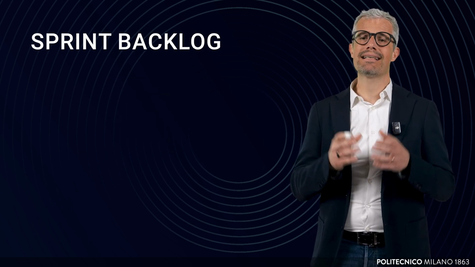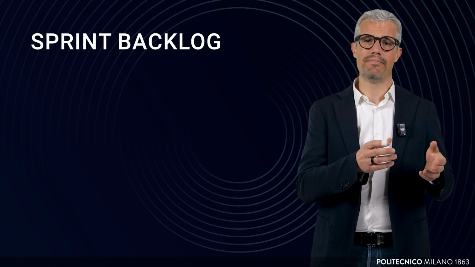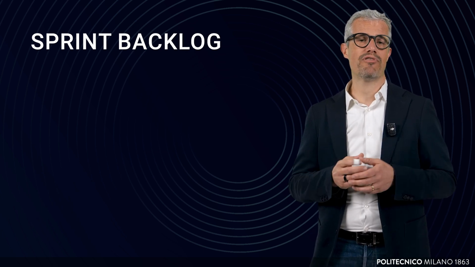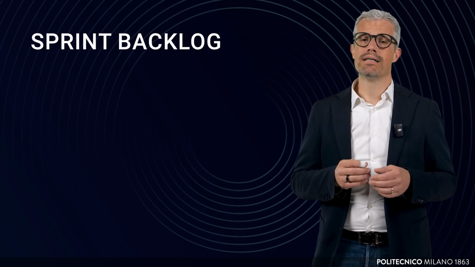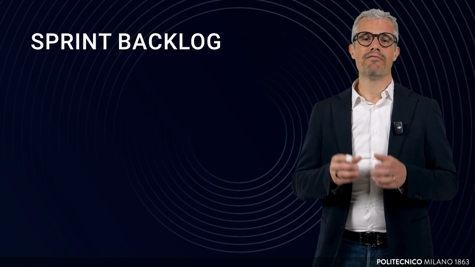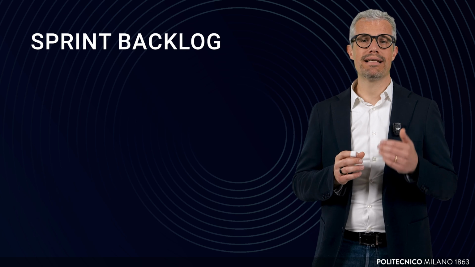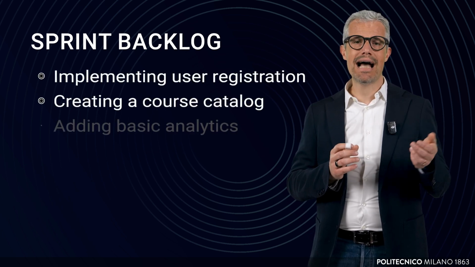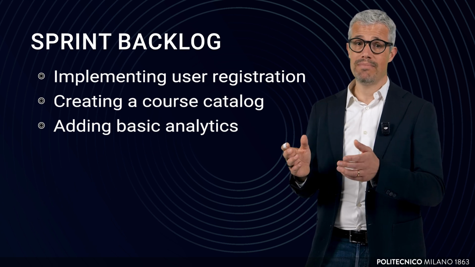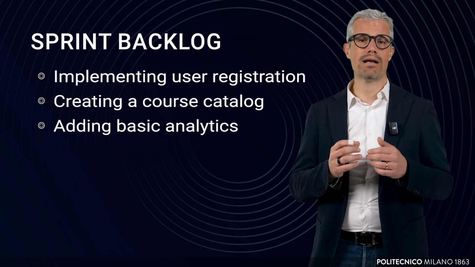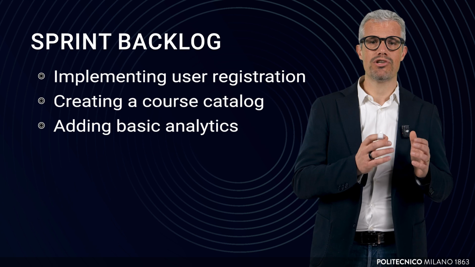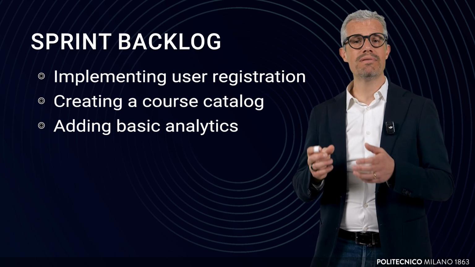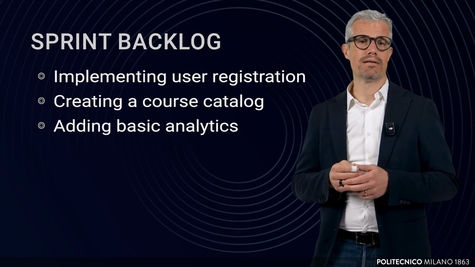The sprint backlog is a subset of a product backlog, focused on what the team can realistically deliver within the sprint timeframe. For instance, in our MOOC platform project, the product owner might prioritize items like implementing user registration, creating a course catalog, and adding basic analytics. These items are selected from the product backlog and become the foundation of a sprint backlog, providing a clear roadmap for the team's effort over the next 2 weeks.